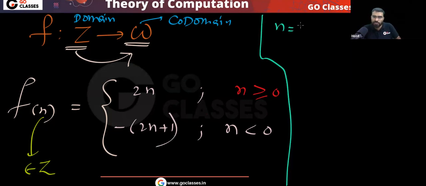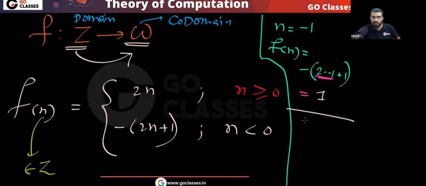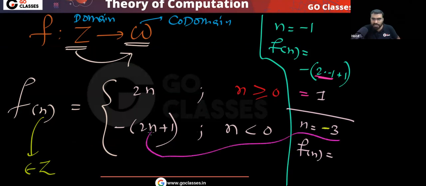Please notice. For example, if n is minus 1, what will be the mapping? That will be minus of 2 into minus 1 plus 1. Tell me what that will be. Overall, that will be 1. Yes or no? For example, if n is equal to minus 3, what will f of n be? If you put n equal to minus 3, then f of n will be 5. Yes or no?